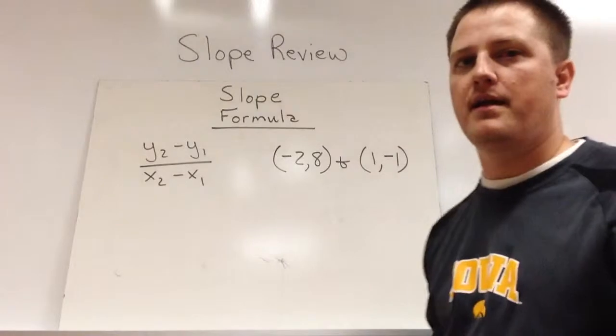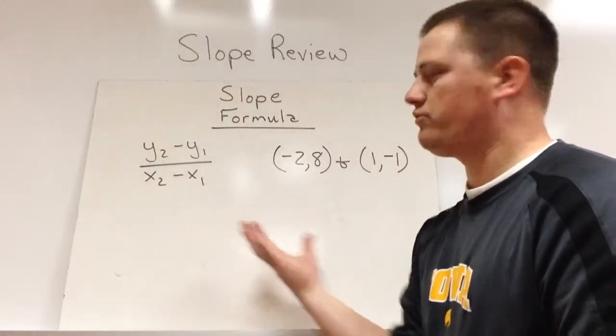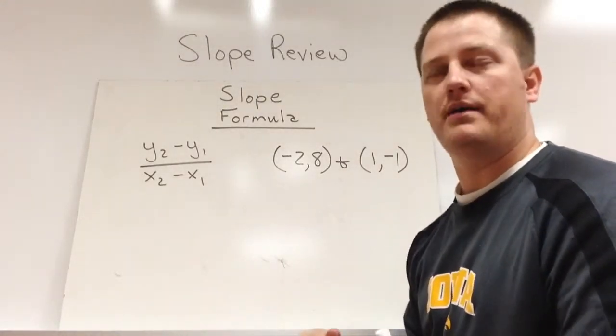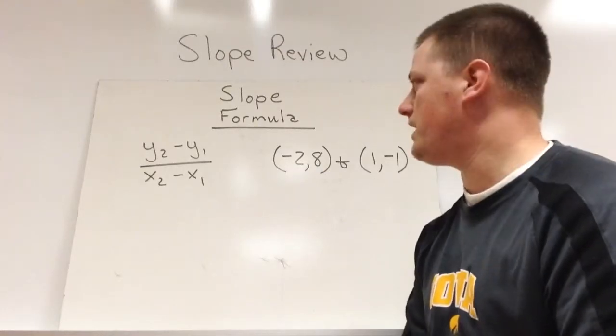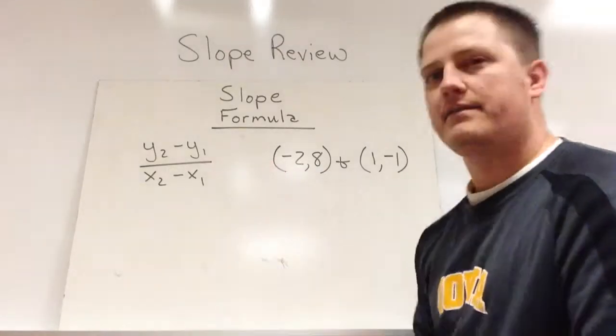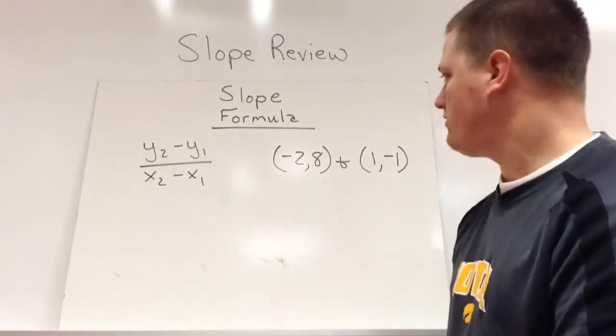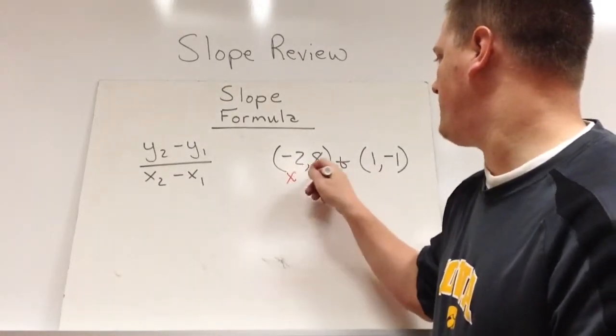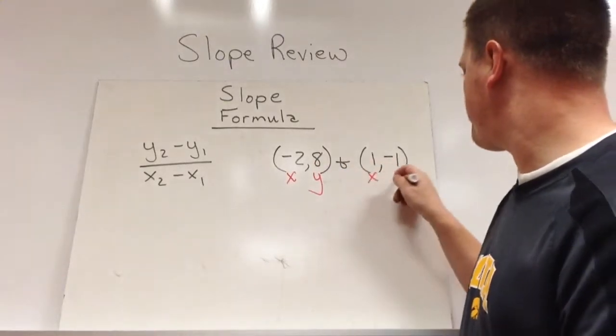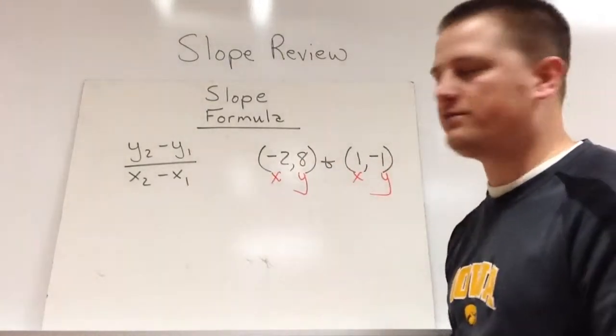The last way that we want to look at slope is through the slope formula, which is what we've used probably the most in algebra. One of the things that I like to point out to help us out with this is to label our points. So every point has to have an x and a y. These are our 2 points.